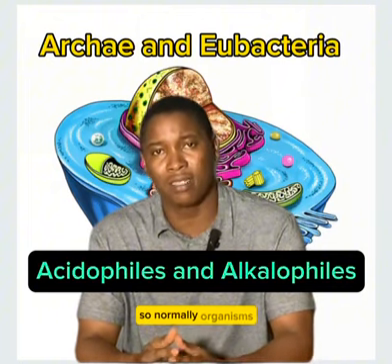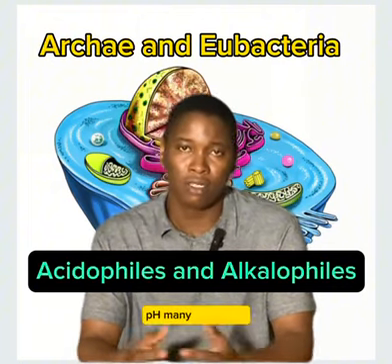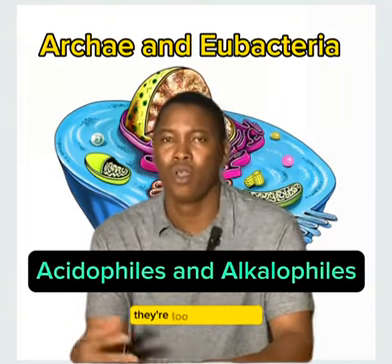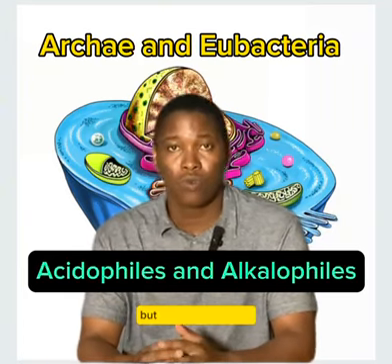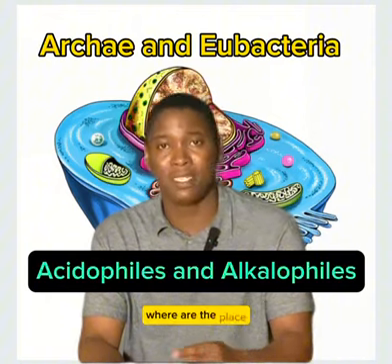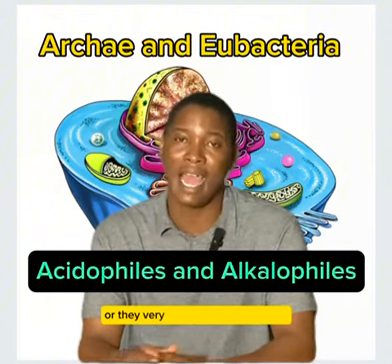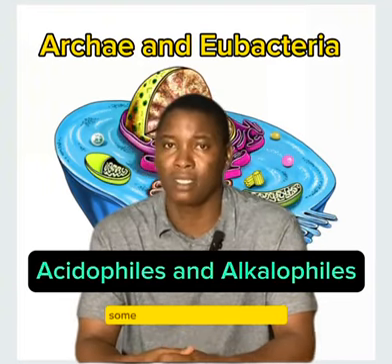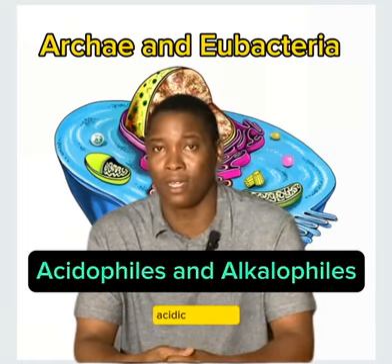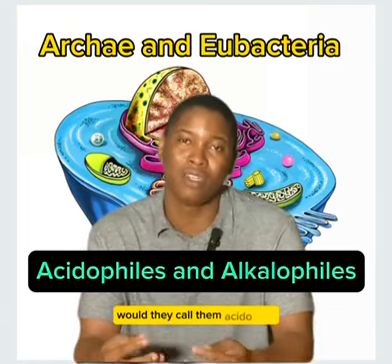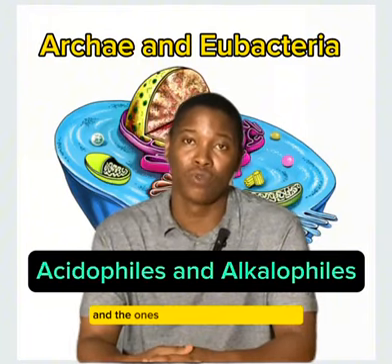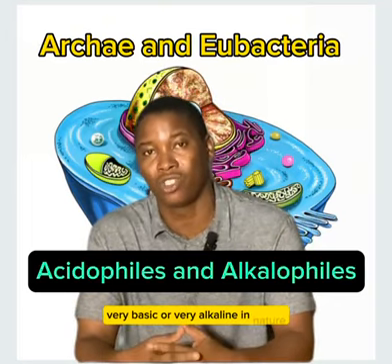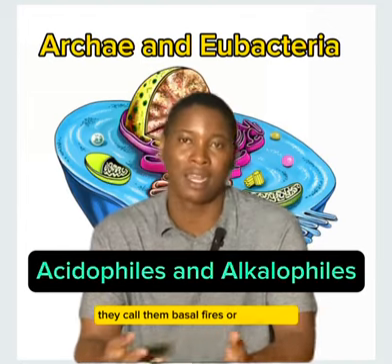So normally organisms dey like neutral pH. Many organisms dey prefer to stay for neutral pH, place wey no dey too acidic and e no dey too basic. They go dey thrive well. But we realize say archaea dey no mind whether the place dey very highly acidic or very highly alkaline in nature. They go dey live there, they go dey thrive there. So we get name for them. The ones wey dey enjoy very low acidic pH, we dey call them acidophiles. And the ones wey like very high pH, wey be say that place go dey very basic or very alkaline in nature, we dey call them basophiles or alkalophiles.